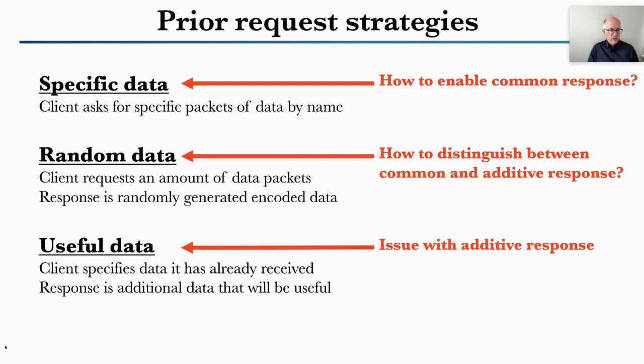Useful data is when a client specifies data it has already received, and the response is additional data that will be useful. This, as others have pointed out, has an issue with additive response and also has some signaling overheads.